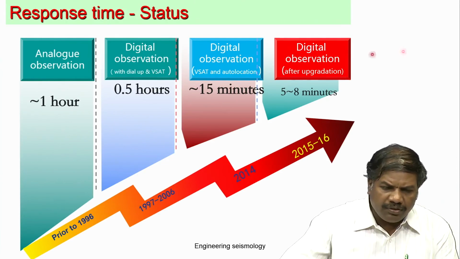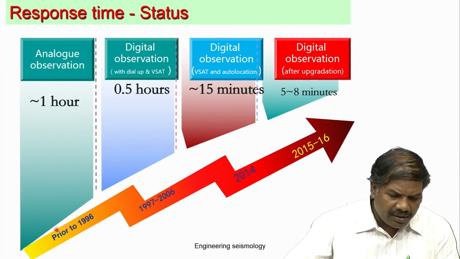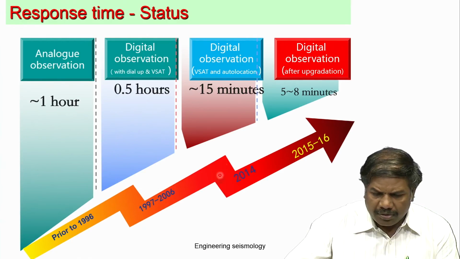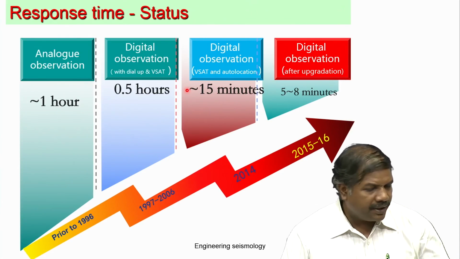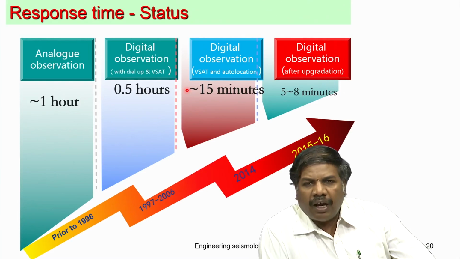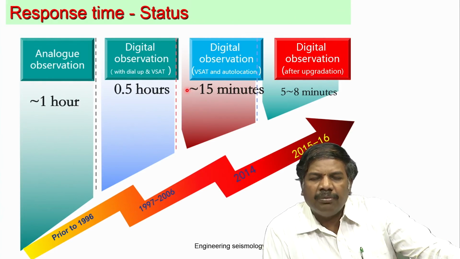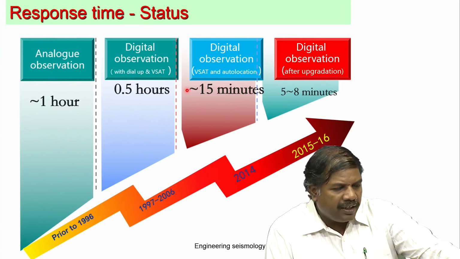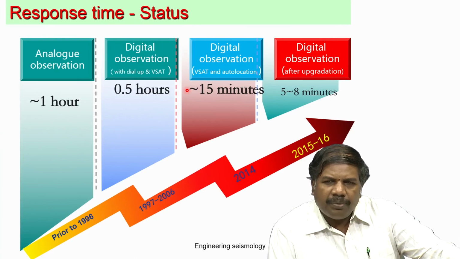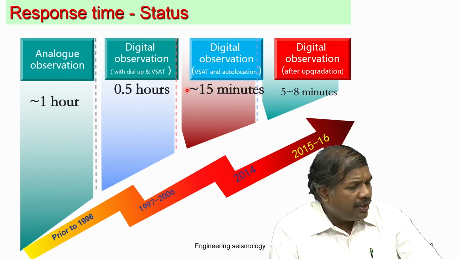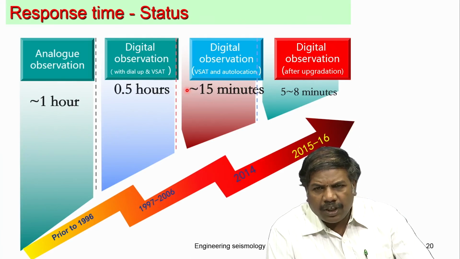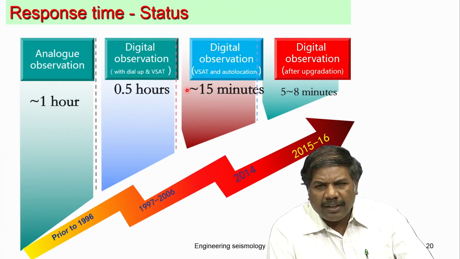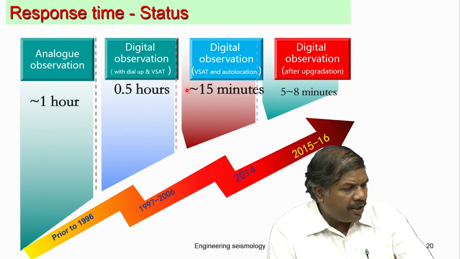You can look at this graph, the time periods, very carefully: prior to 1999, then 1999 to 2000, and 2014 onwards. This is the response time. By looking at this, we can know that nowadays if an earthquake occurs, within 5 to 8 minutes you will come to know what earthquake occurred and where, which was not possible in the olden days. It will give you the earthquake size and location. But for the damage and other things, one has to go physically and observe.